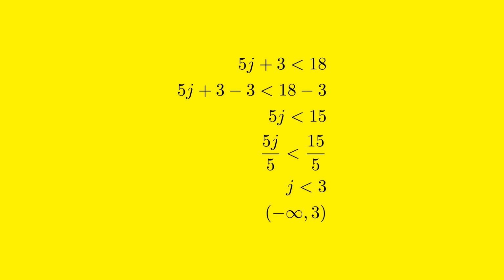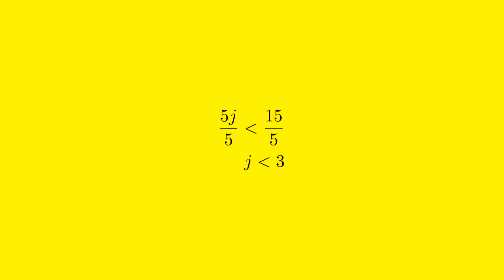Now we can write this in interval notation. The solution to this inequality is j is less than 3 because if you divide both sides of 5j less than 15 by 5, you get j less than 3. In interval notation, this is written as negative infinity to 3. Remember, the solution includes all values less than 3, but not 3 itself. So to summarize, we've subtracted 3 from both sides to get 5j less than 15. In interval notation, our solution is negative infinity to 3.